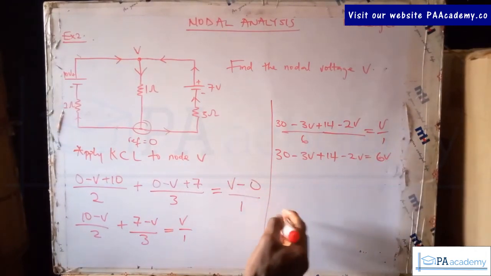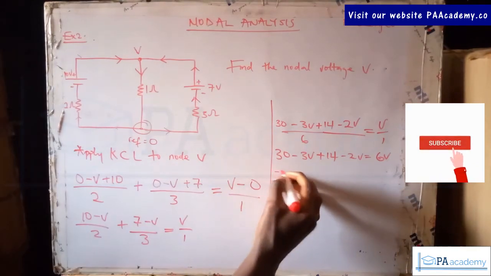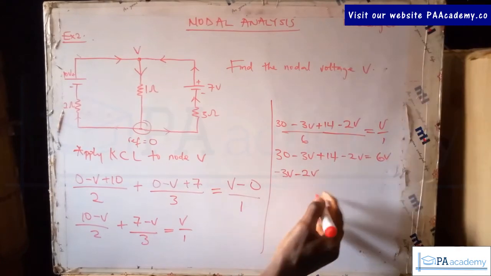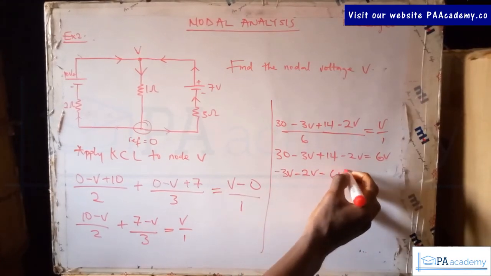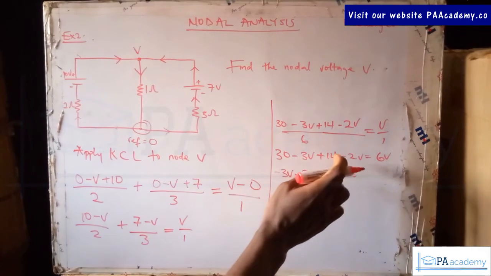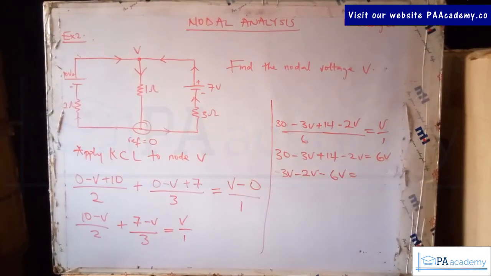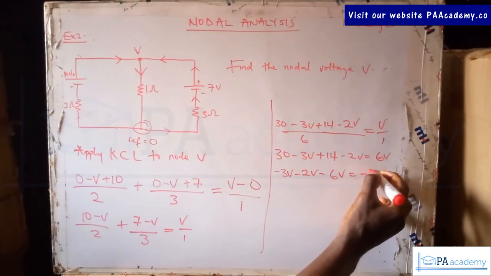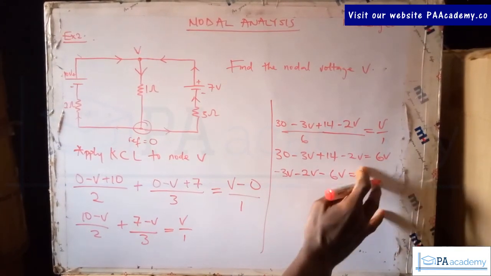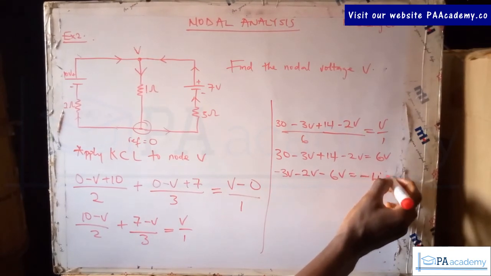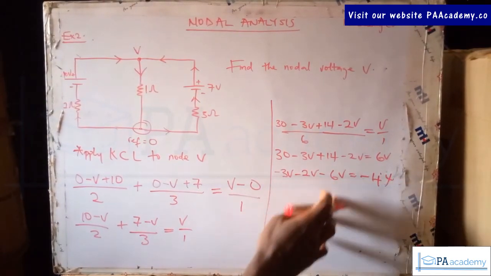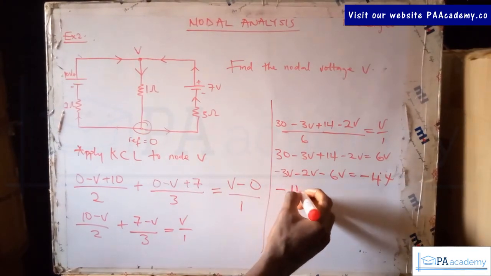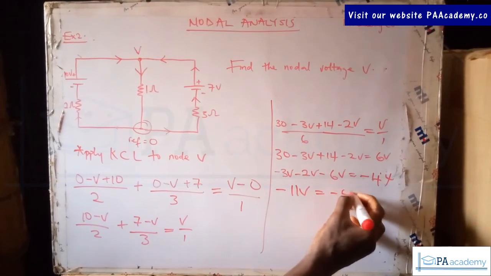Alright, so let's just rearrange this. So we are going to be having minus 3V minus 2V. If this should come to the other side of the equals to sign, it becomes minus 6V equals to. So let's take the 30 and the 14. 30 plus 14, that's 44. If you take it to the other side, it becomes minus 44. So this is minus 3, minus 2, and minus 6. So that will give us minus 11. So we are going to be having minus 11V equals to minus 44.